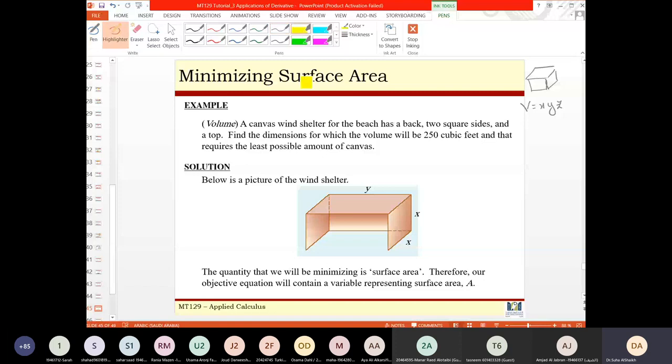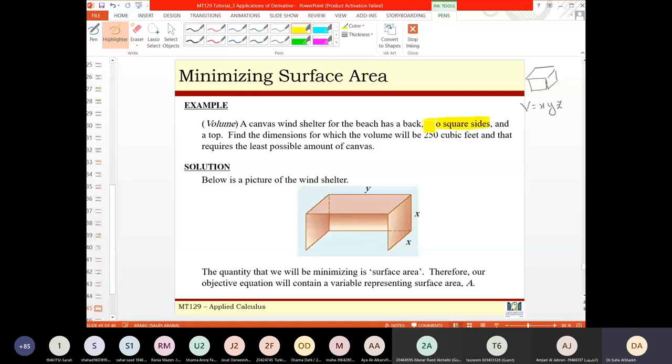So this example here, we are talking about the volume. Now we have a canvas window shelter for a beach that has a back, 2 square sides, and a top. Shelter means a place for protection, a shade or canopy on the beach. It has a back, 2 sides, and a roof, a top, as you can see in the picture. And it has 2 square sides. This is an important sentence.